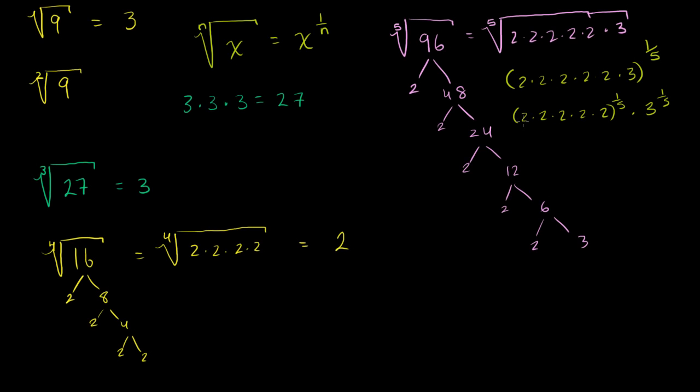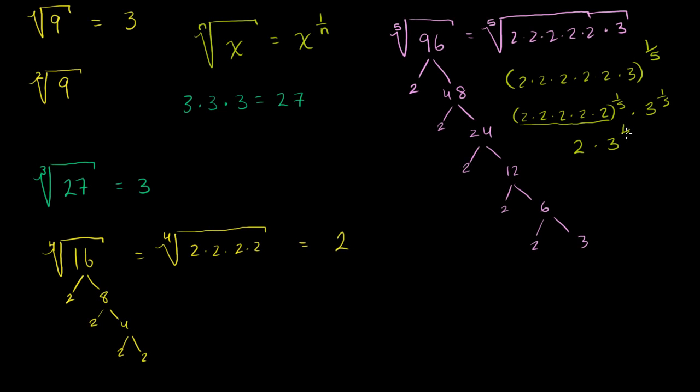Now, I have something that's multiplied. I have 2 multiplied by itself 5 times, and I'm taking that to the 1/5. Well, the 1/5 power of this, or the fifth root of this, is just going to be 2. So this is going to be 2 right here, and this is going to be 3 to the 1/5 power.